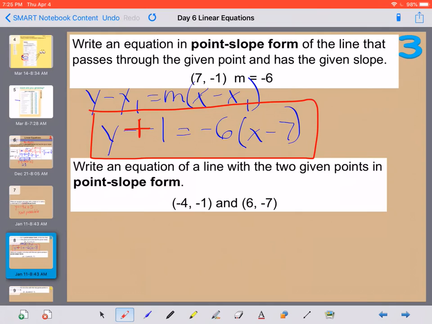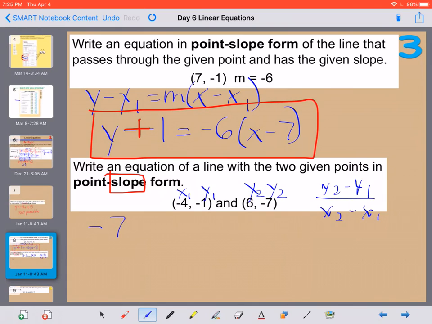Now, write an equation of a line with the two given points in point-slope form. So I don't see a slope, but I do see 2 points. So what we need to do is find the slope first, because we need a slope for point-slope form. So here we're going to have x1, y1, x2, y2. So what we need to do is y2 minus y1 over x2 minus x1.